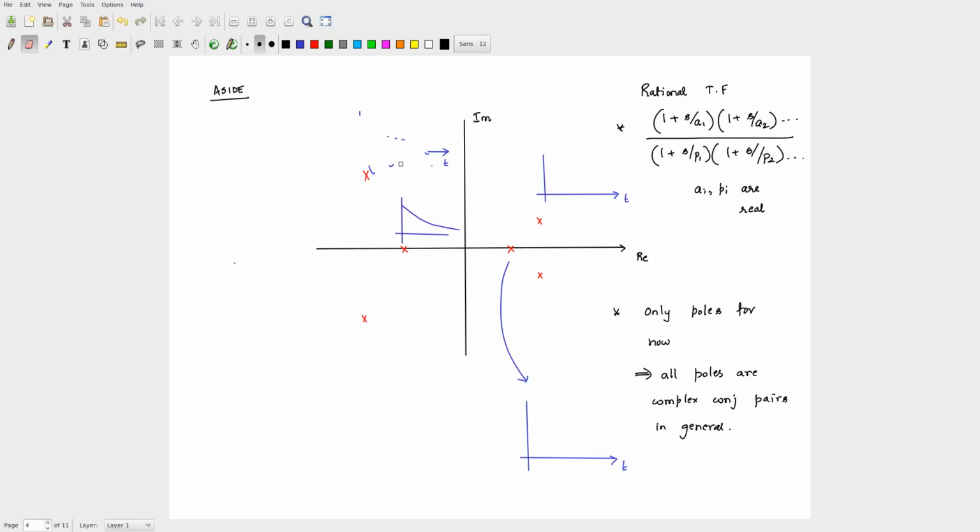Let me clean this up. Okay, so this one is going to decay much quicker than that. So we'll first draw the envelope, but then it's going to actually ring and decay. Okay. Now how about this guy?